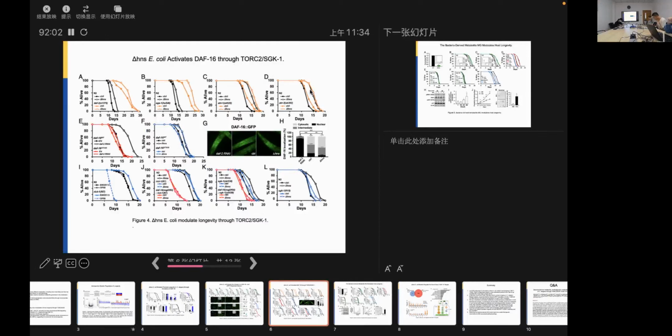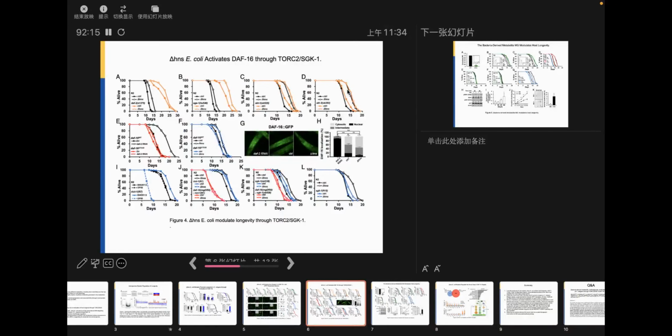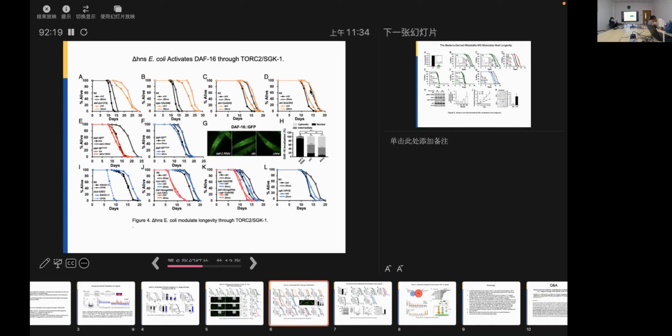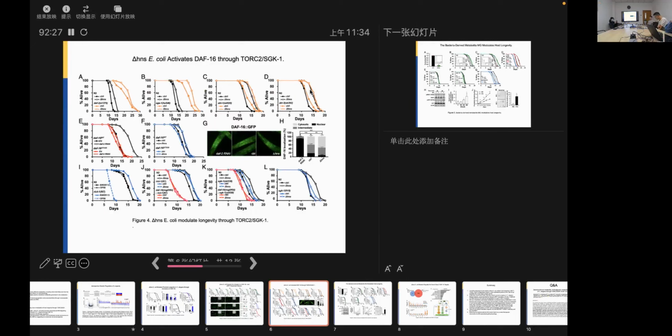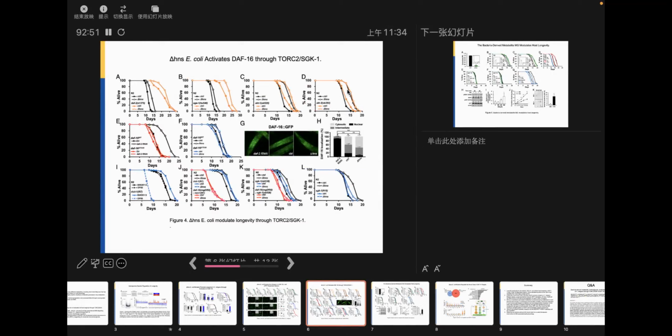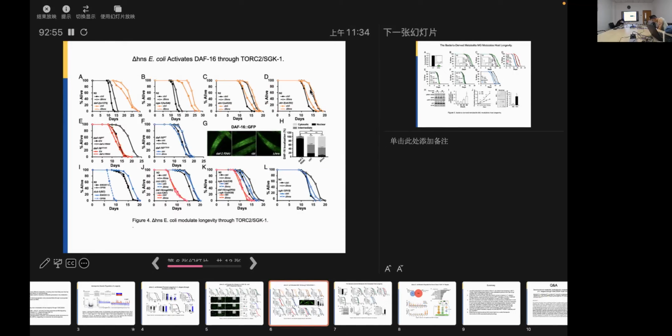What is the take-home message here? Why does OP50 fail to extend longevity? The lack of TOR complex 2 in the OP50 background can lead to a decrease of the longevity. Such a huge decrease. Why is TORC2 essential for the OP50? Okay, so let us leave it as an open question for you for our next meeting.